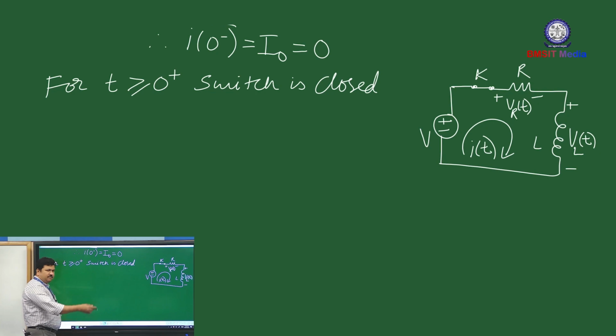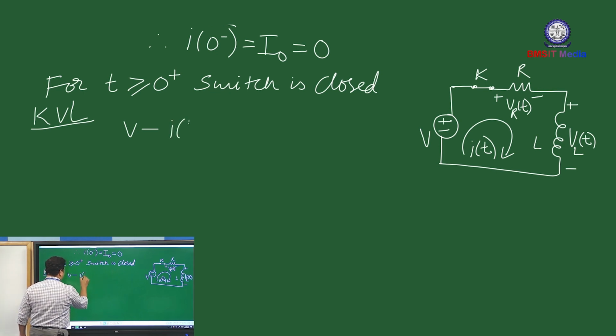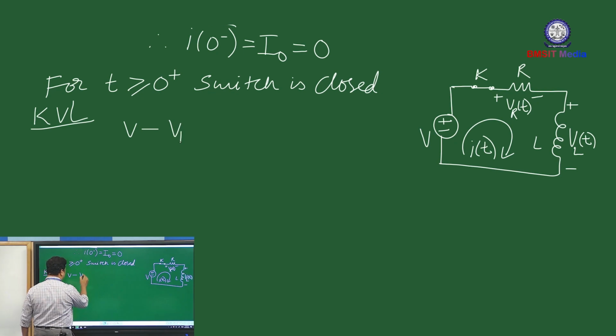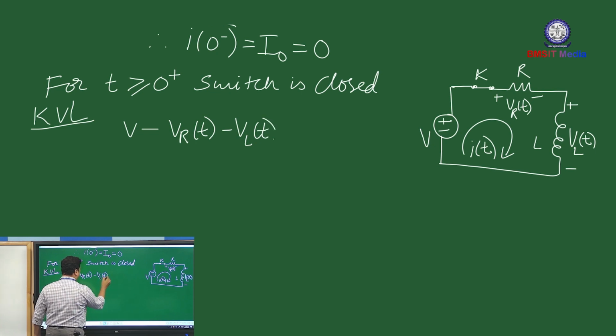So to get that, apply KVL to the loop. Okay. So with KVL to the loop, what do I get? It is V minus I of t into R minus VL of t, or in the first place I will take it as minus VR of t minus VL of t equals 0. So there are three terms.